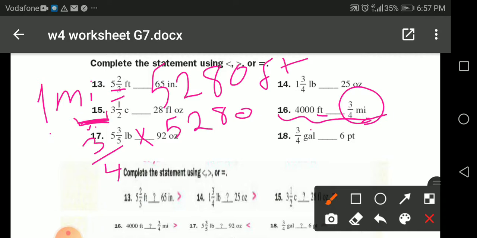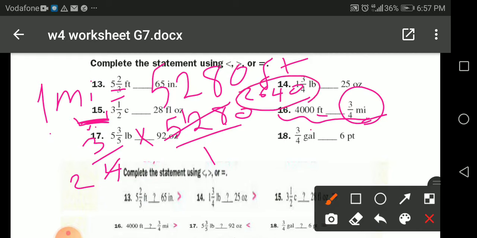Let's do it by simplifying. Can we divide by 2? 5,280 divided by 2, the 5 divided by 2 gives 2. And here 12 divided by 2 is 6. And 8 divided by 2 is 4. And then the 0. So I've got here 2,640.